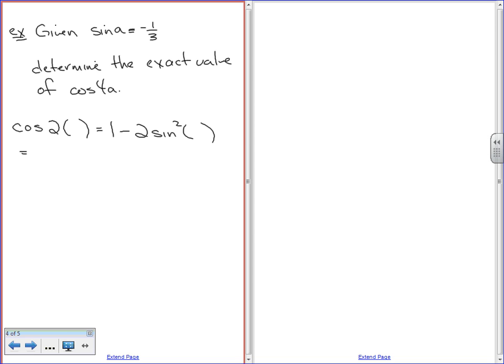So what would I have to be putting in here? I would have to put 2A, because 2A times 2A is 4A. So 1 minus 2 times the sine of 2A, and I'm just going to write it in a different way. It's easier for people to see. So this and this mean the exact same thing. Okay. Do I know the sine of 2A?